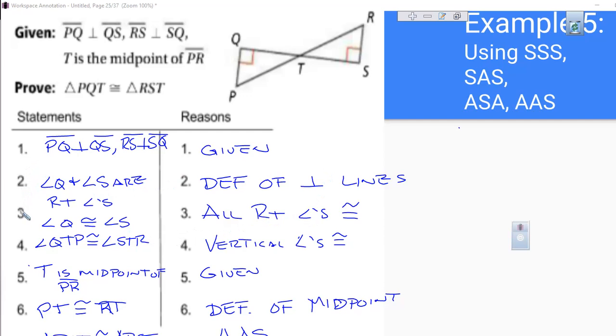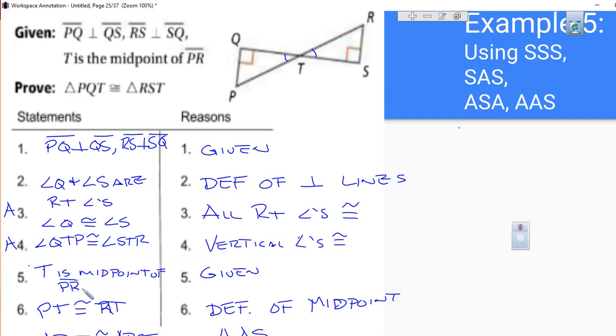So right here we have our first congruence statement, which is that angle Q is congruent to angle S, which is an angle. Then, let's say we recognize we have vertical angles here. They're congruent, so we need to name them. So we have angle QTP is congruent to angle STR. So this is another angle that's congruent, which means that leaves us with a side length that we need to show is congruent. These are congruent by vertical angles.